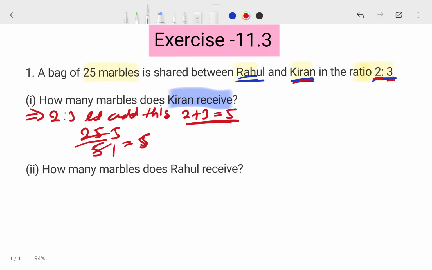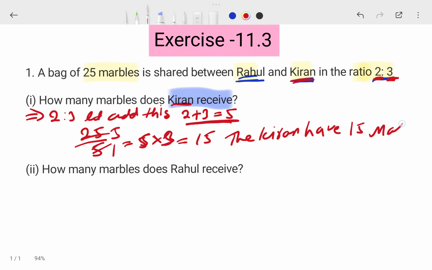Now, who are they asking about? They are asking how many marbles Kiran has. Kiran's part is 3, so multiply by 3. 5 threes are 15. It means that Kiran has 15 marbles. It's very easy.